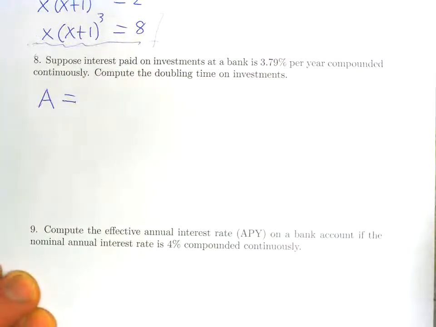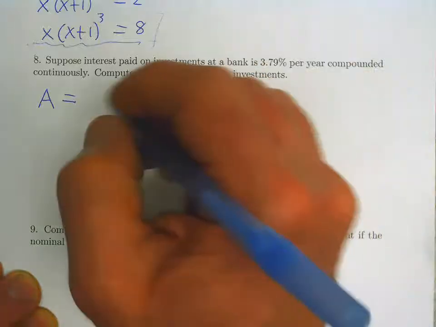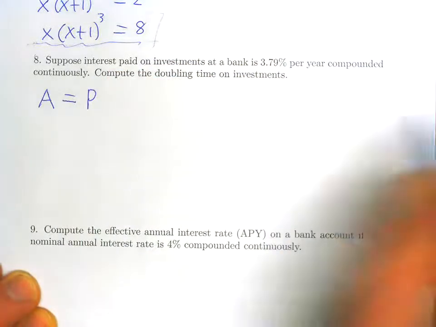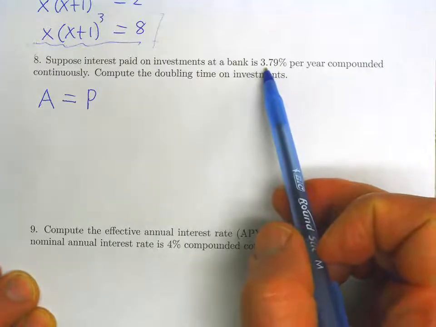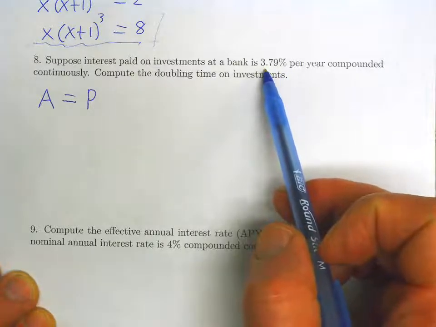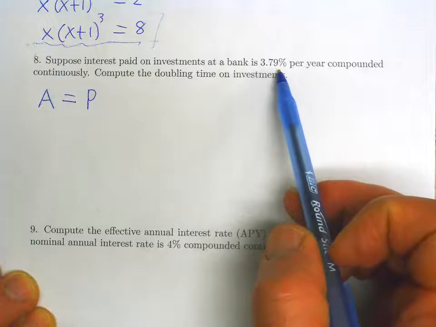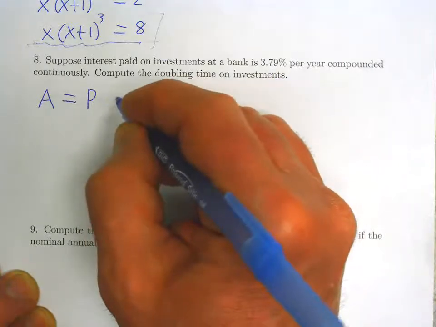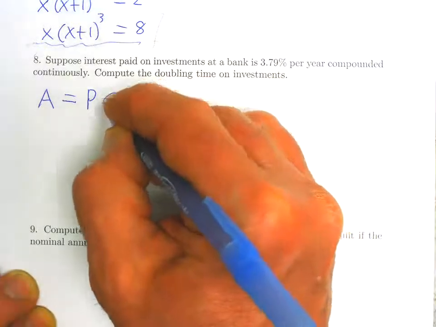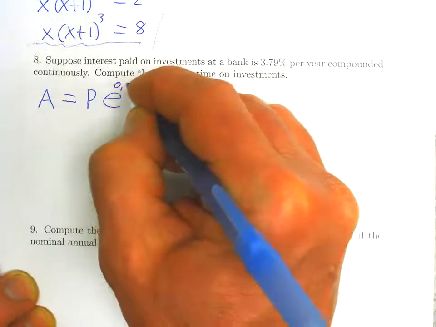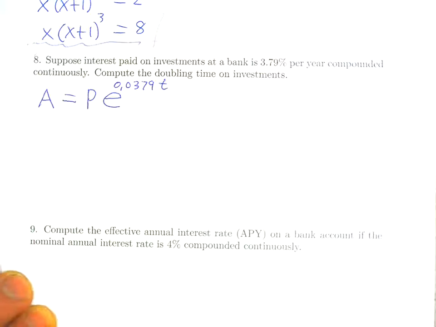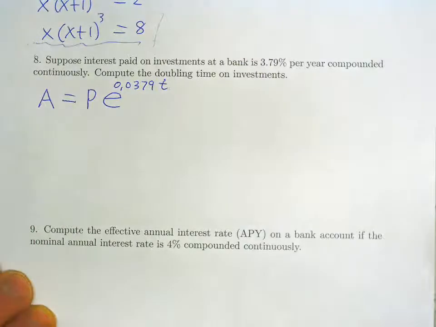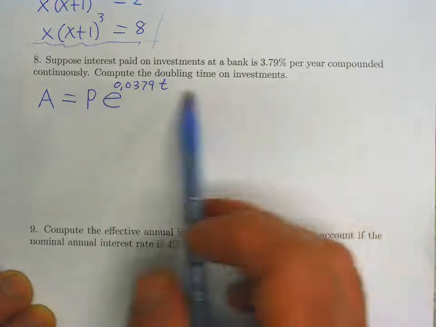So the amount after t years is the principal. The interest is compounded continuously, with the annual interest rate being 3.79%. So it's A equals P times e to the 0.0379 t. And then we can compute the doubling time.